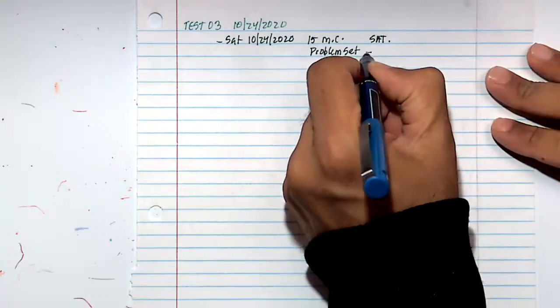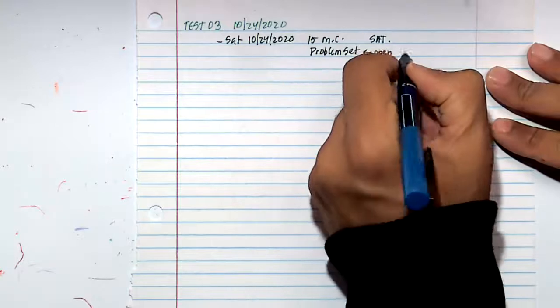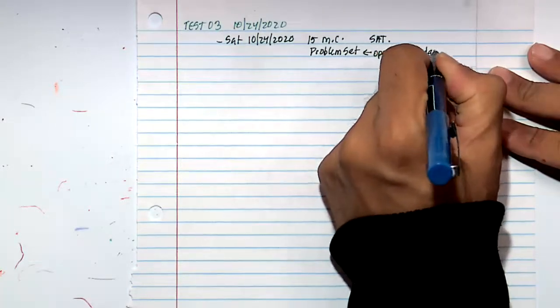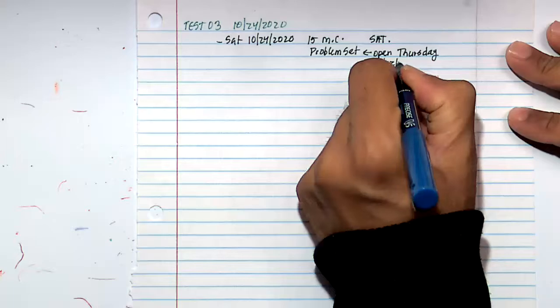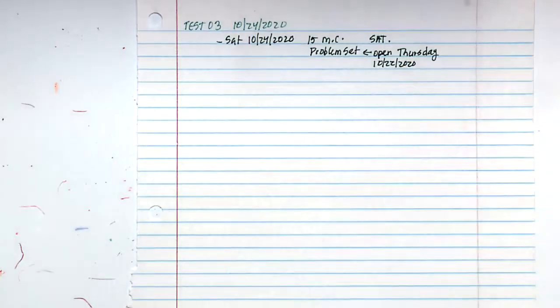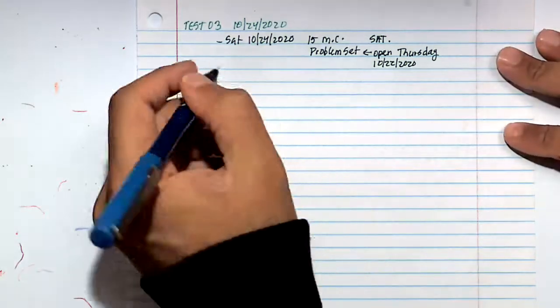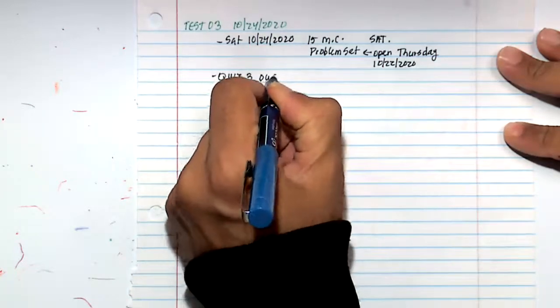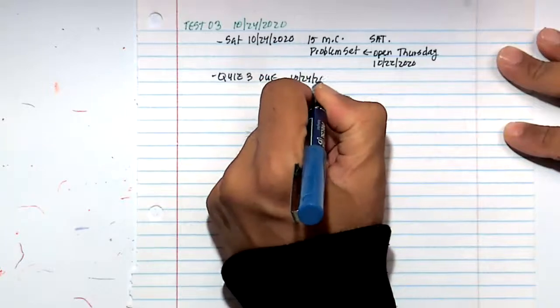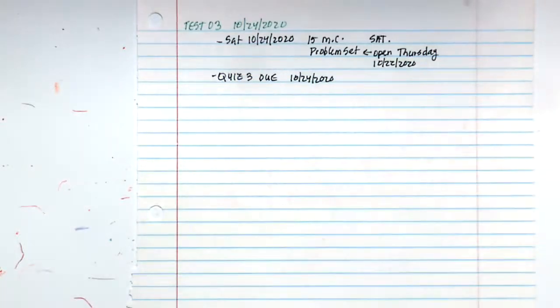The problem set will be open on Thursday. Thursday is the 22nd. So you have a couple of days to do that problem set, and make sure you upload it to Canvas, and I'll grade it. And as Adriana said, quiz 3 is also due Saturday. The way my system works, the test day is also the day your quiz is due. I also drop one of the 4 quizzes, just as a reminder.